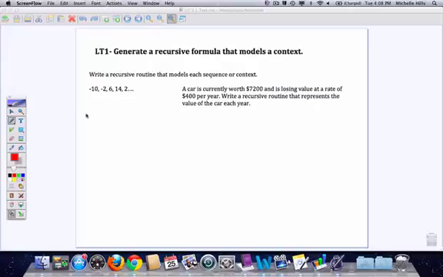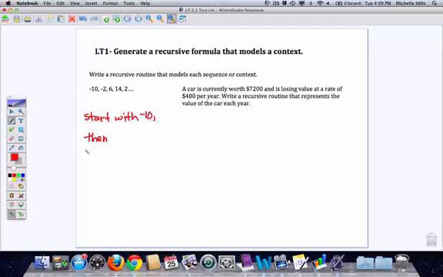A recursive routine, always, always, always in this class, you begin with the words start with, because you're telling somebody how to recreate this sequence. So start with -10. Then, where do we go from here? We take the previous answer, so ANS, and this was changed on the test to 22.